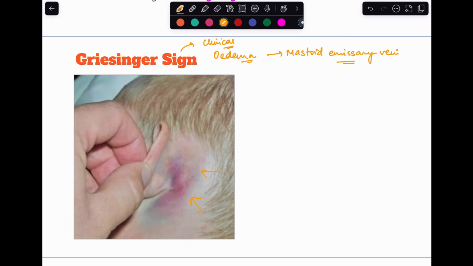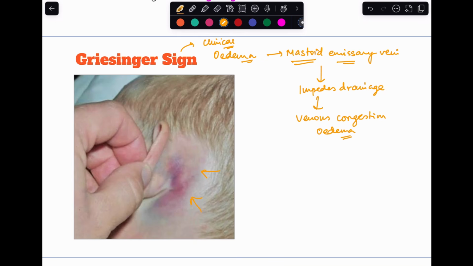So why does this happen? So when there's infection in the mastoid air cells, the infection starts spreading from there and it leads to the thrombosis of this vein. And once there is thrombosis of this vein, it impedes the venous drainage. Now, because there is impediment of the venous drainage, it leads to venous congestion and edema over the mastoid region, and that leads to the development of the Griesinger sign.